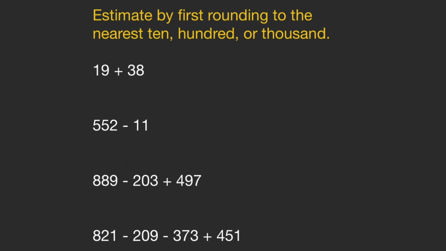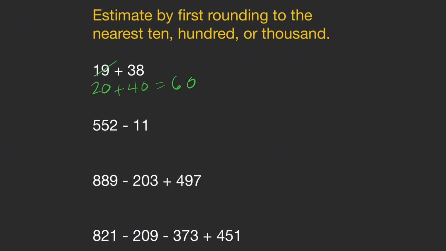So for example, on this one, where we have 19 plus 38, you want to round those to friendly numbers, right? In this case, they're asking us to estimate by first rounding to the nearest 10, 100, or 1,000. So 19, we're going to round that to 20, and 38, we round to 40. And now we have 20 plus 40 is 60. So 60 would be our estimated answer for 19 plus 38.